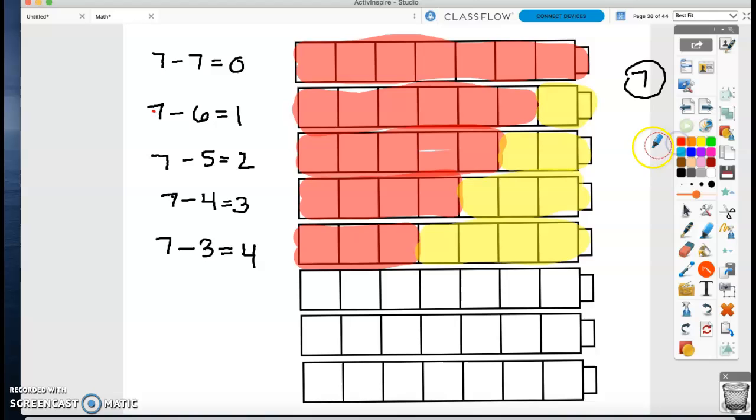The next one will have 2 red, and the rest will be yellow. So 1, 2, 3, 4, 5. We will have 5 yellow. And that one will look like this: 7 altogether minus 2 red equals 5 yellow. The next one will only have 1 red.